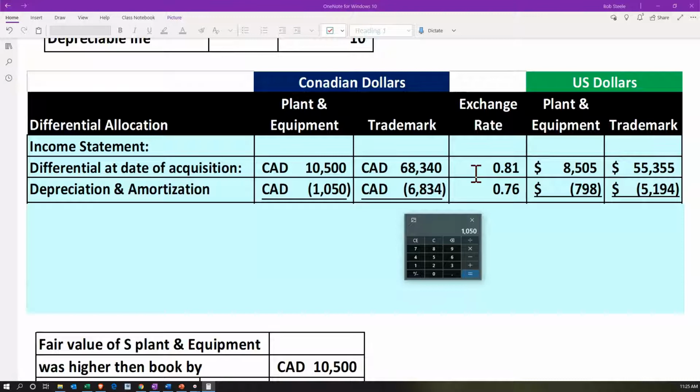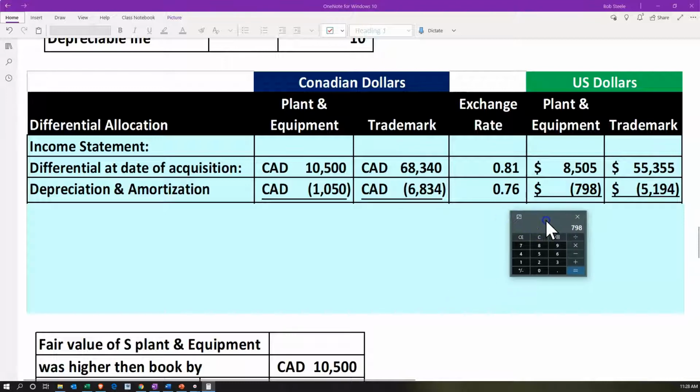And when we're talking about the beginning numbers, as we were when we first calculated the differential, we're using the beginning numbers when the purchase took place, which is this 0.81. So once again, if we took that 1050 times the 0.76, we're going to get that 798.